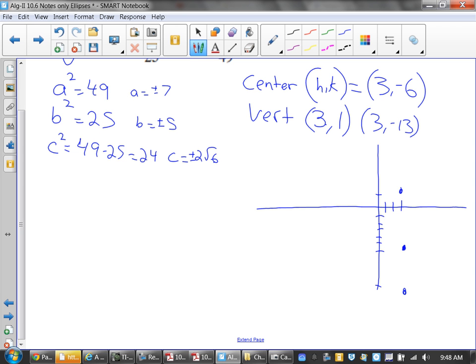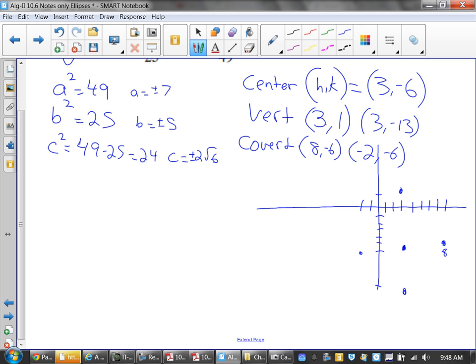Okay? And then to do the vertical then, I'm going to add 5 and subtract 5 to what number? 3. 3, good. So I add 5 to 3, I wind up at 1, 2, 3, 4, 5. I wind up at +8. And then I subtract it and I go to -2. We okay with that? Yeah. So my covertices are at 8, -6, and -2, -6.